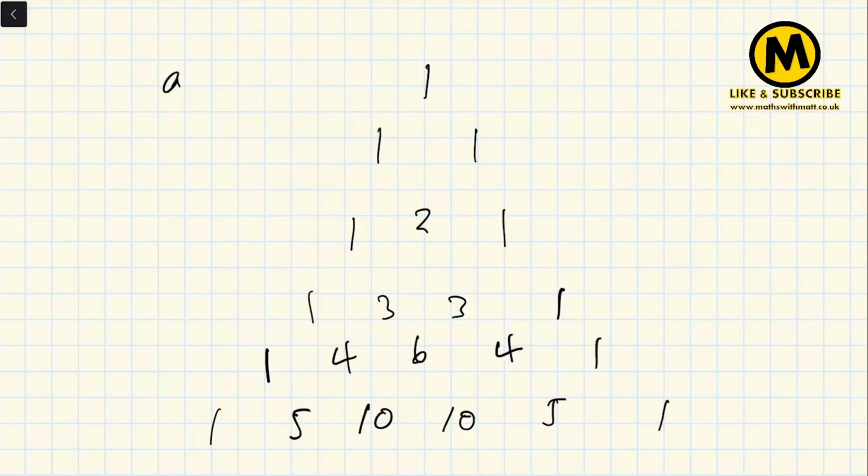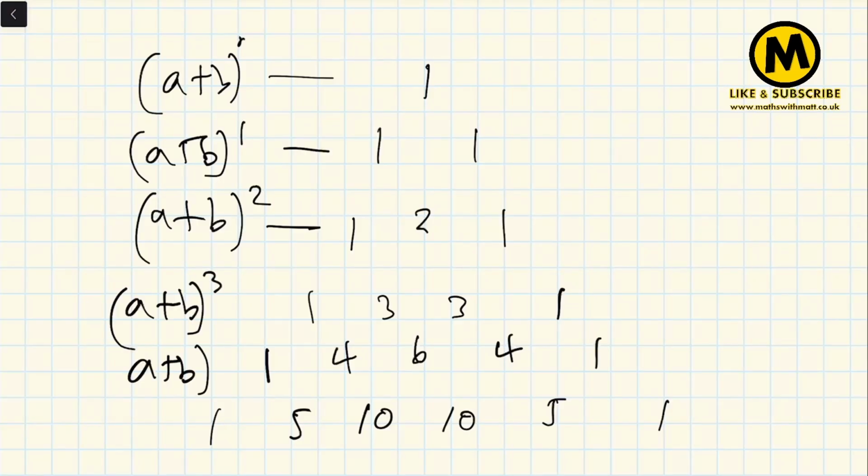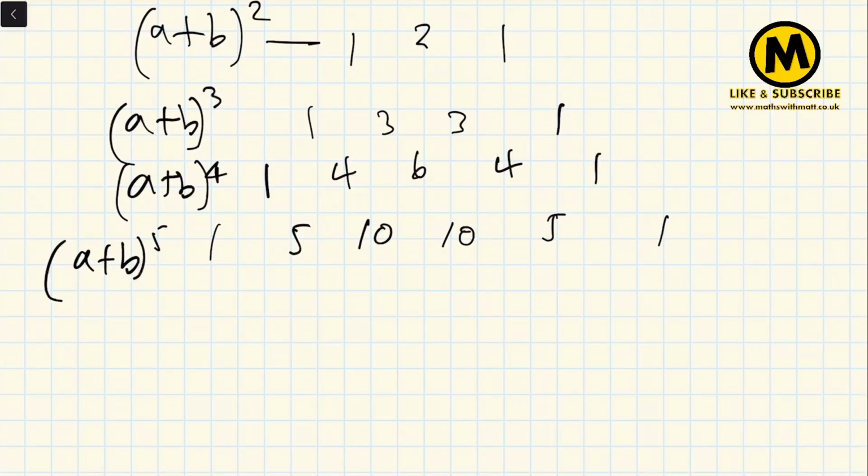The coefficients of a plus b to the 0 is this line, a plus b to the 1, a plus b squared, a plus b cubed, a plus b to the power of 4, a plus b to the power of 5. Well, okay, let's use Pascal's triangle to actually write out the expansion of a plus b to the power of 4 then.